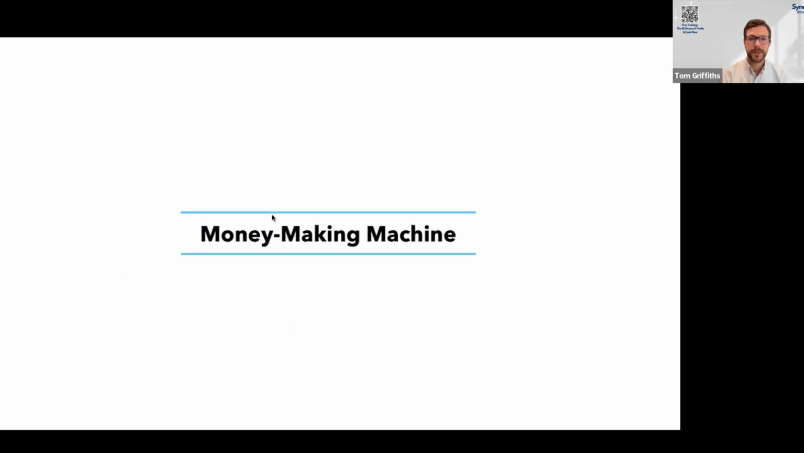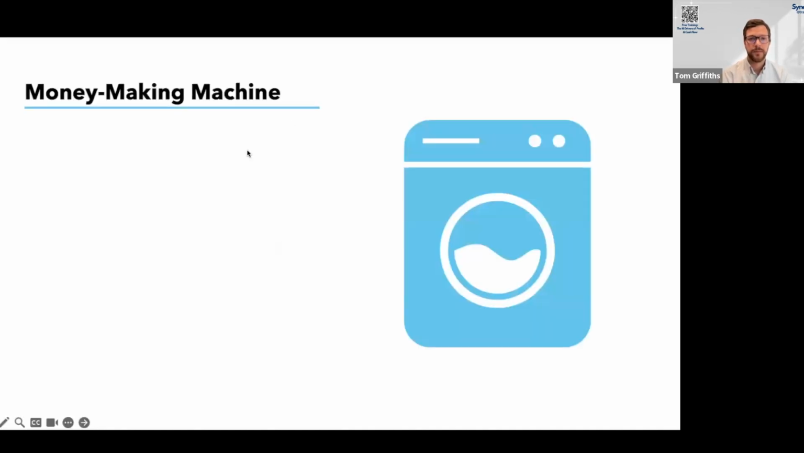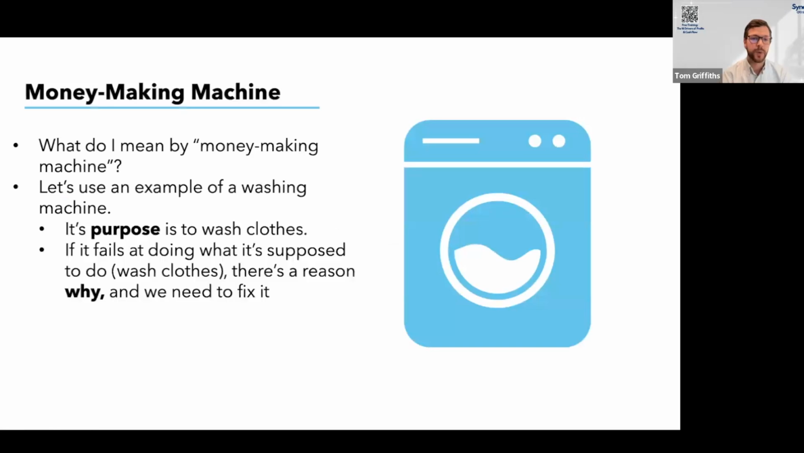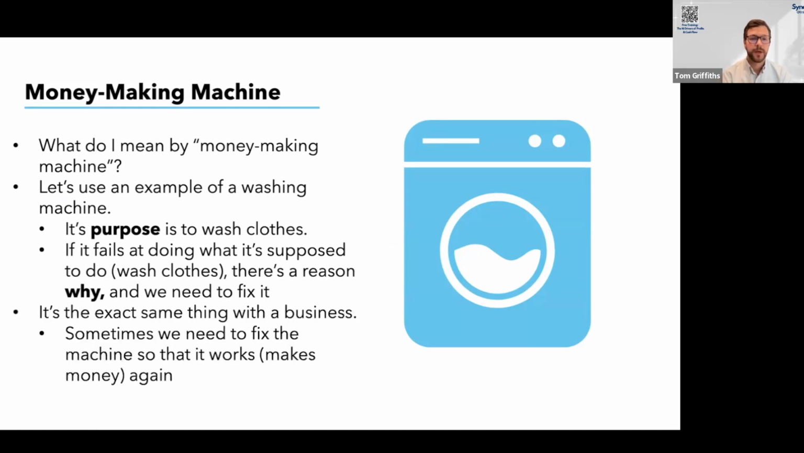So what we need to do is turn our business into what I call a money-making machine. The analogy I like to provide is the washing machine example. Karl likes this. So what do we mean by money-making machine? Let's think of a washing machine. The purpose of a washing machine is to wash clothes. If it fails to do what it's supposed to do, then there is a reason that it's failing, and we need to fix it. We need to work out why, and then fix it.